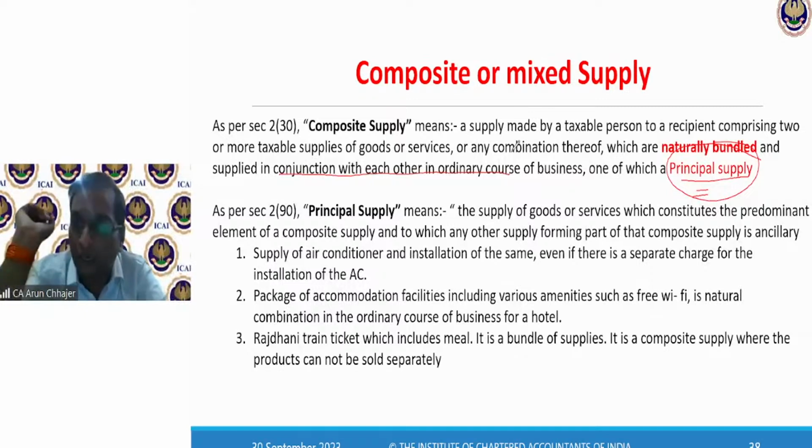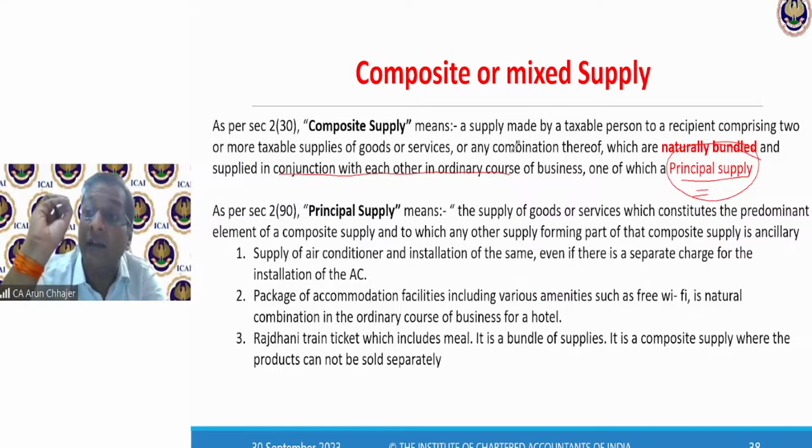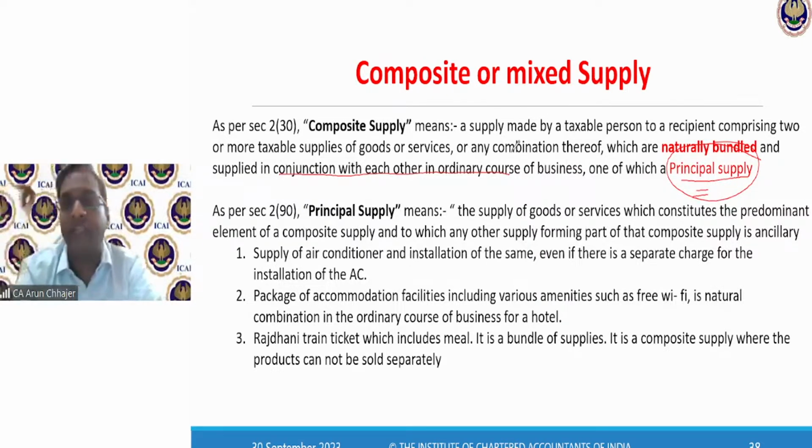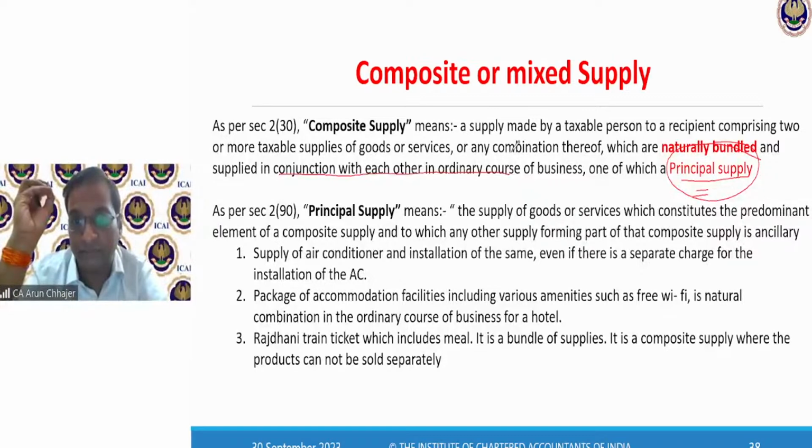Like you go to a hotel. It is a practice of the hotel industry that morning breakfast, free Wi-Fi, pick and drop facility are normally included in the package. So what is the main principal element? I can say the principal supply would be hotel accommodation. The principal is not the Wi-Fi. The principal supply is not the morning breakfast. But the principal supply is the supply which is the predominant element in the bundle. So I can say the hotel accommodation is the predominant element.